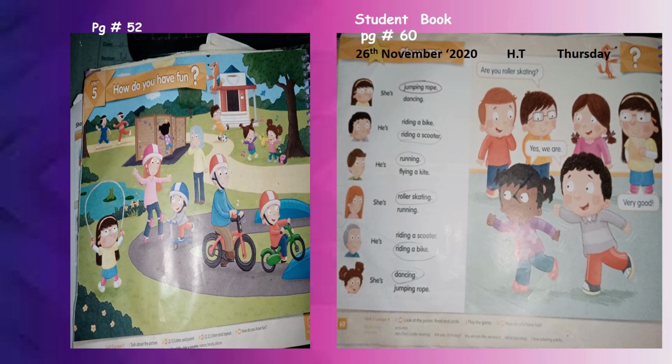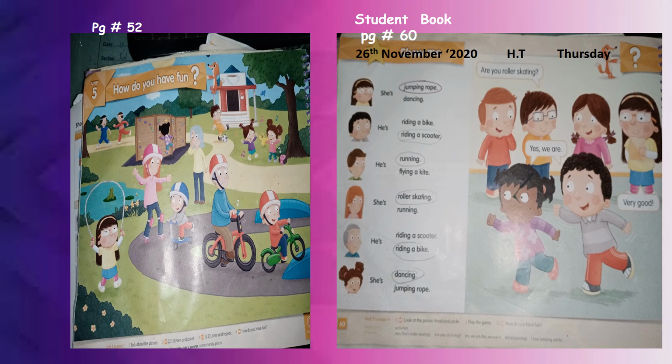Then look at Grandpa, what he is doing. Look at page number 52 again and look at Grandpa, what he is doing there. He is riding a scooter or he is riding a bike. Riding a scooter, full stop. He is riding a bike, full stop. You have to circle riding a bike words.